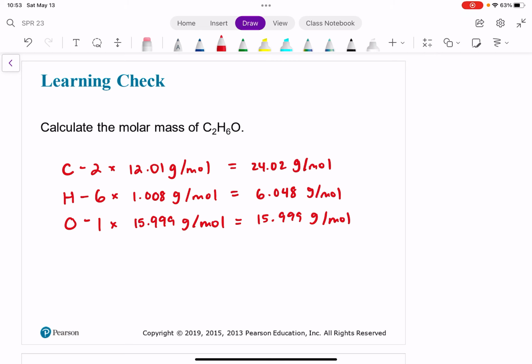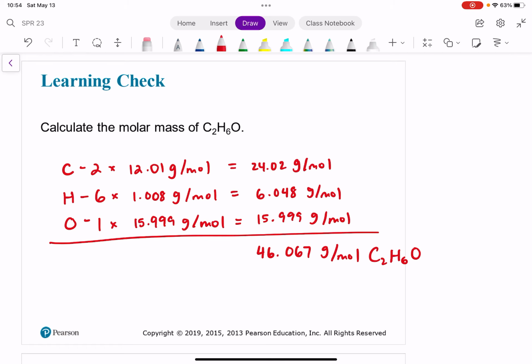Okay, are we done? No, we wanted the molar mass of this entire thing. So we've got to add all those up, right? Those are all of the individual molar masses that we have in here, but we've got to add them up. So we've got 24.02 plus 6.048 plus 15.999 equals 46.067 grams per mole of C2H6O. Final answer. I'm confident.